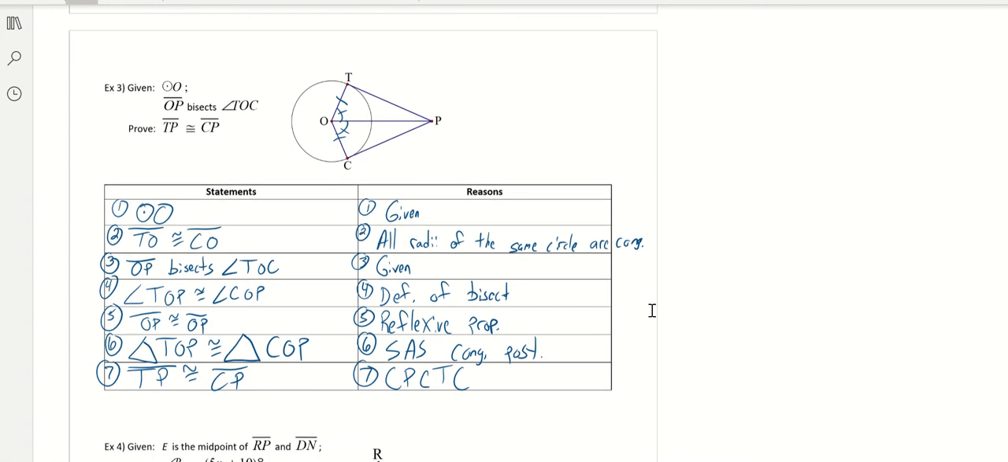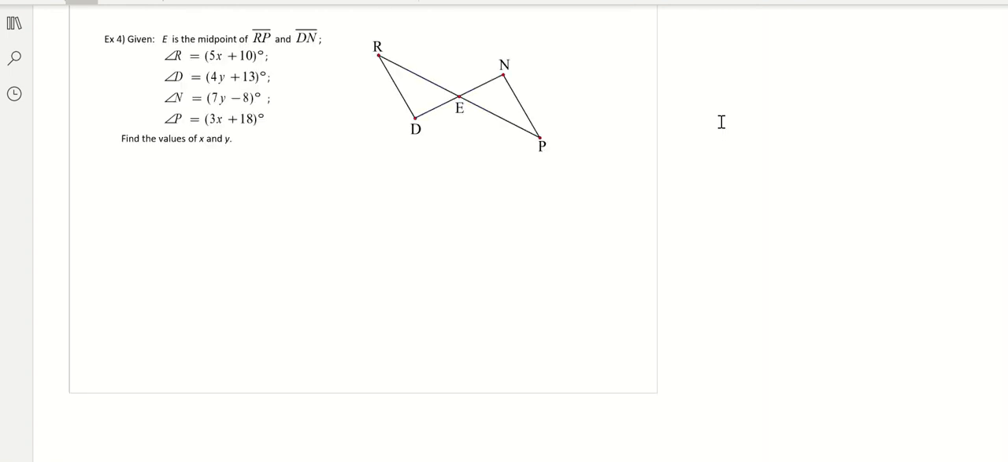All right? Very good. Example 3. In the words of the great DJ Khaled, another one. Example 4. Given E is the midpoint of RP. All right, well, here's RP. So we know that RE has to be congruent to EP. That's the definition of bisect. You know what? How about you try this one on your own?